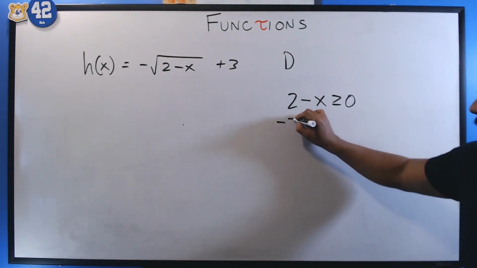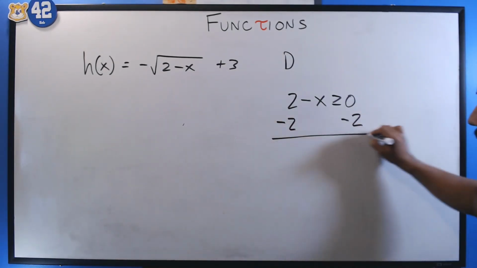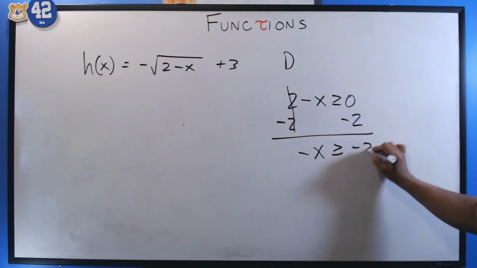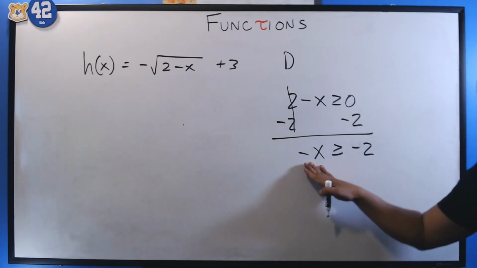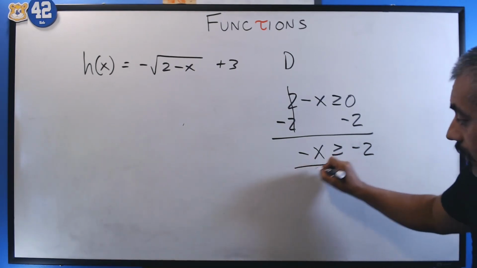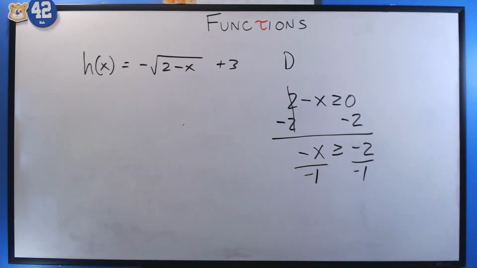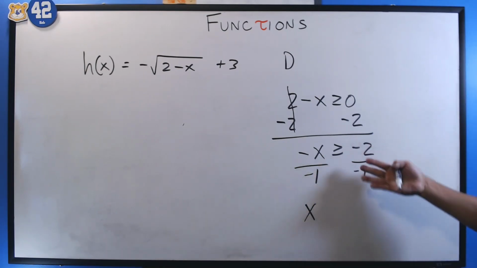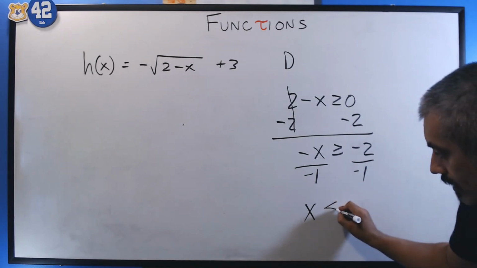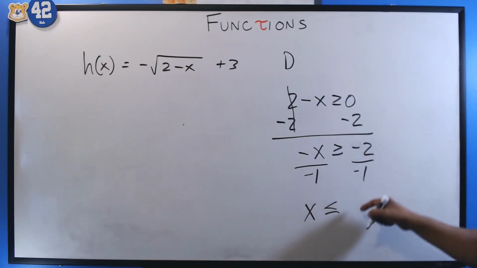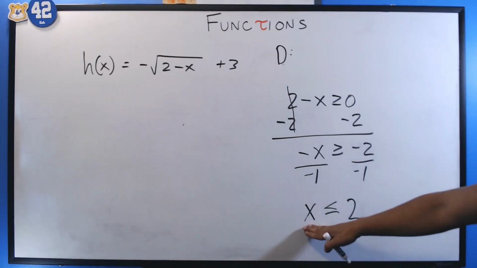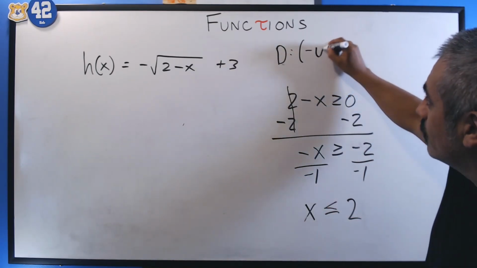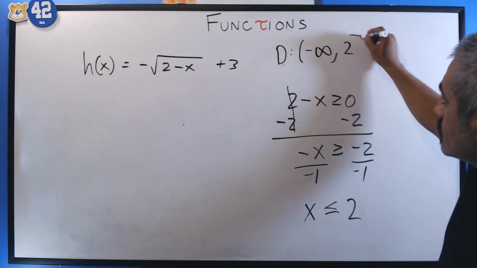So we're going to say subtract 2, and we get that negative x is greater than or equal to negative 2. But of course, we're not looking for negative x, we're looking for x. So we're going to divide everything by negative 1. Here on this side, we get x. Since we divided by a negative, we're going to flip this sign. So we're going to say is less than or equal to 2. So our domain tells us that x can be less than or equal to 2. So we're going to write it as negative infinity, and it stops at 2.